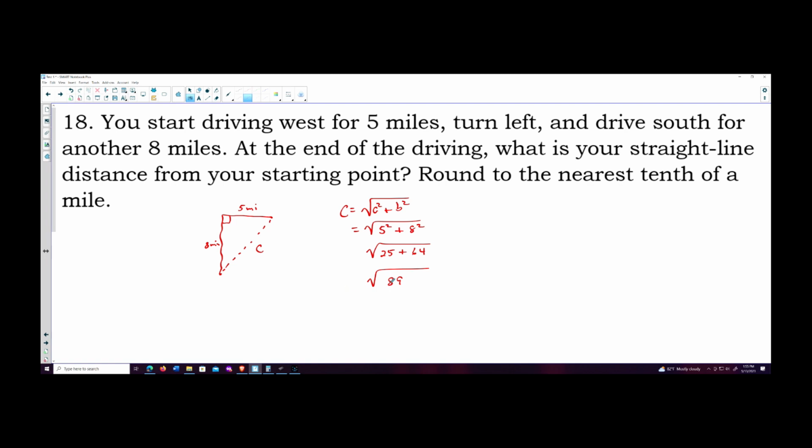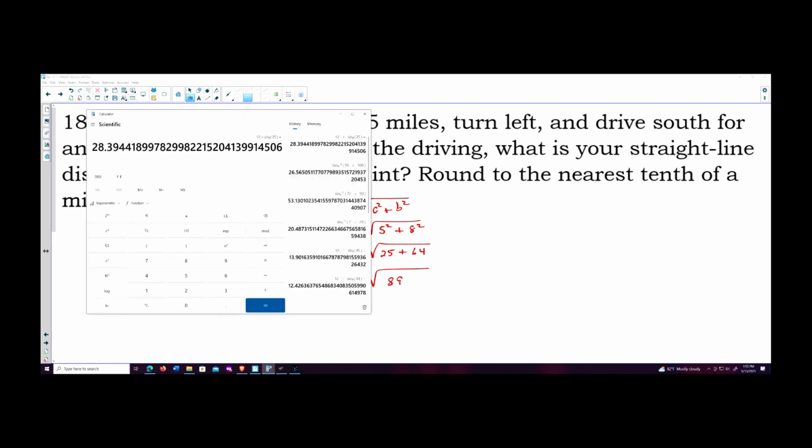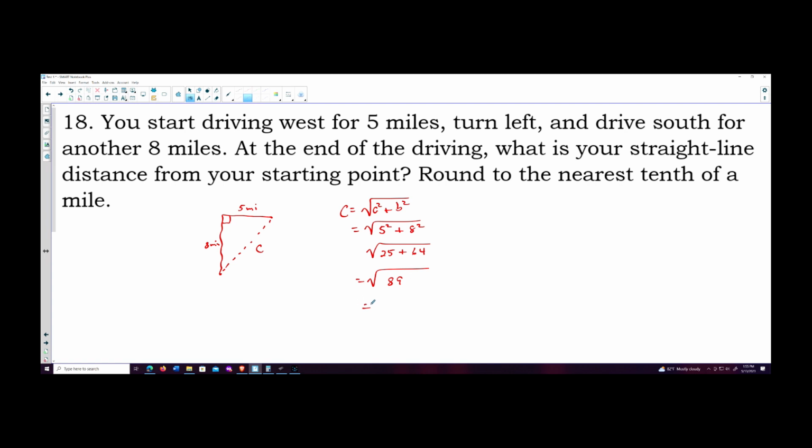So the square root of 89, whatever that is, I'm just gonna put it on the calculator. What is the square root of 89? It's 9.4. So about 9.4 miles. That's the total distance from the beginning to the end, a straight line. All right, one more.